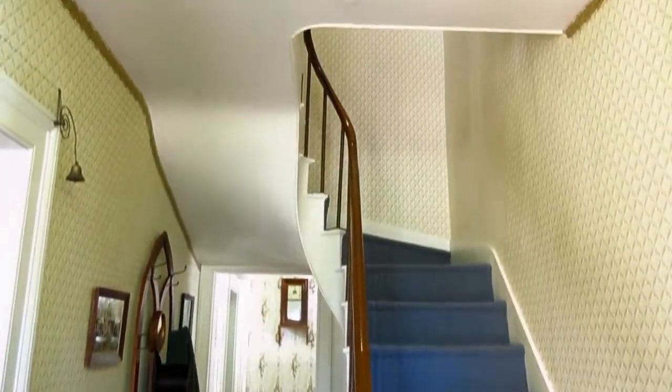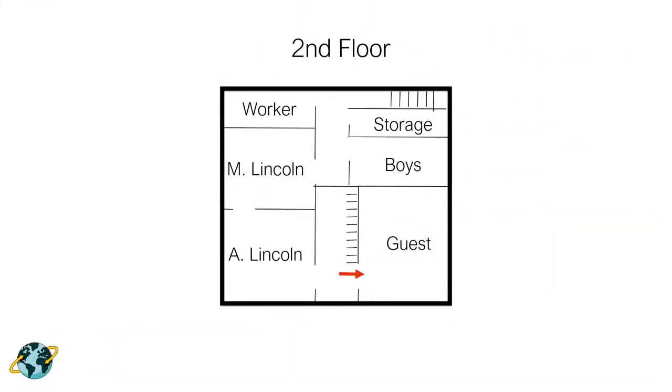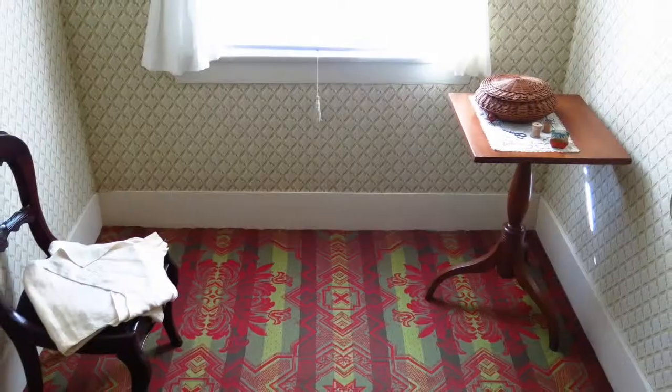All right, so let's come back here. We're going to go upstairs now and continue our tour of the house. Now, on the second floor, as we walk up, we're going to start off in the guest bedroom, head over to Lincoln's room, Mary Todd Lincoln's room, and then we'll head back down the back of the stairs. We'll see the boys' room. And they often had someone working and living with them as well. So let's go back here and continue our tour of the second floor.